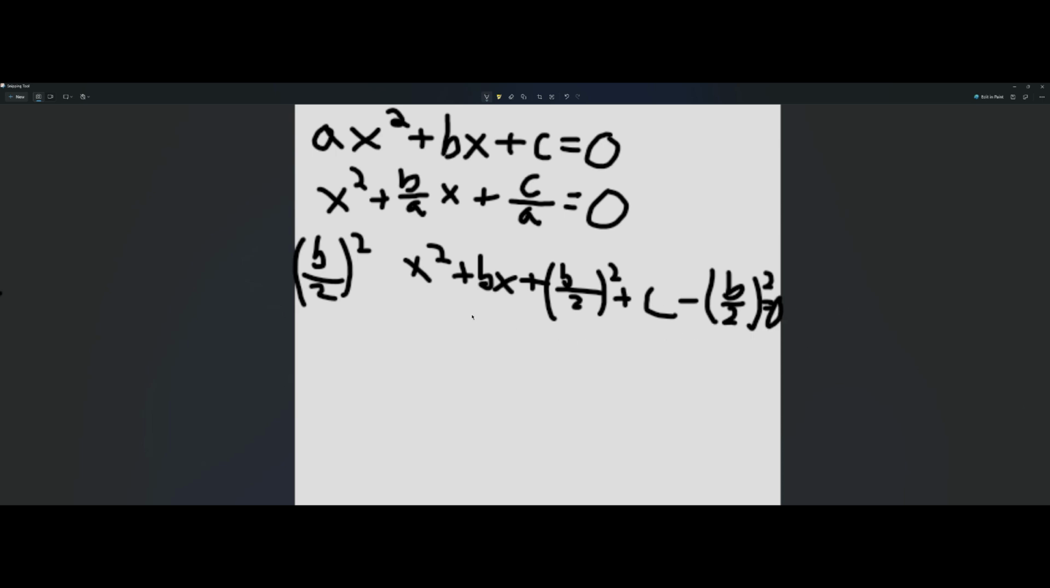Because now, when we factor this, we see that what multiplies to b over 2 squared and adds to b? B over 2. So now, what we can do is we can say that this is x plus b over 2 squared, right? Plus c minus b over 2 squared, or b squared over 4. And see, this is how we're going to derive our quadratic formula. So let's go back and use completing the square in the context of our polynomial that we derived.